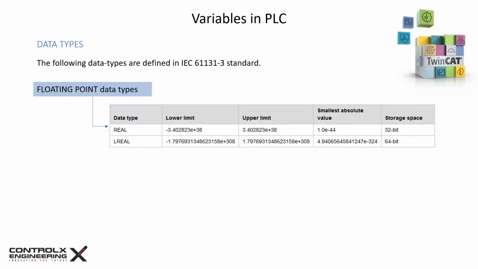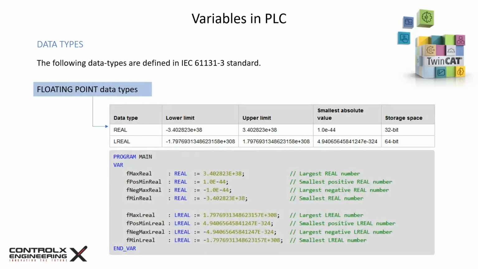Floating point numbers are represented by these two data types, REAL and LREAL, which are 32-bit and 64-bit respectively. They are necessary for the use of decimal numbers in PLCs. Here are some examples of floating point variables.